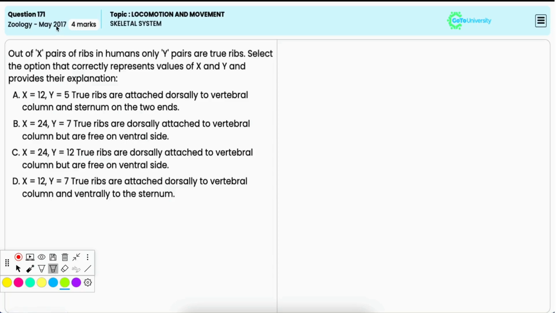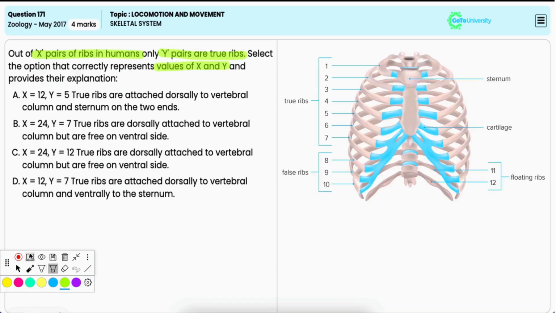In this question, the letter X represents the pair of ribs in humans and Y represents the pair of true ribs. So you have to choose the option that represents the correct values of X and Y and provides their explanation. Humans have 12 pairs of ribs. Thus, X is equal to 12.